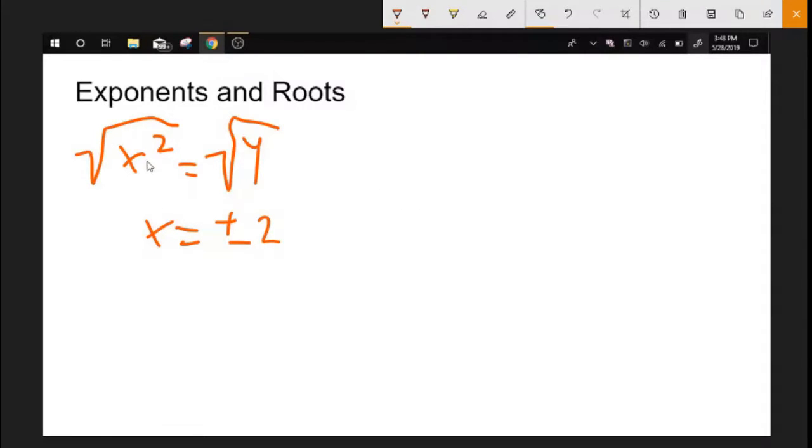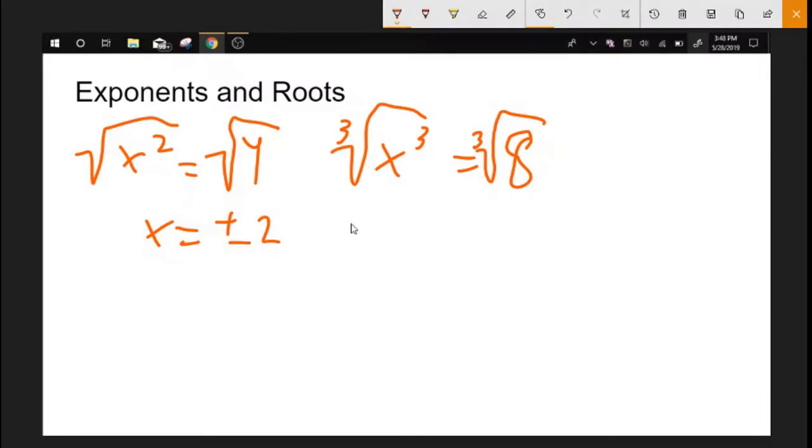And this could also go for higher exponents, such as x to the third is equal to 8. But instead of taking the square root, you're taking the cube root of each side. So you have the cube root of x to the third and the cube root of 8. The cube root of x to the third is x, and the cube root of 8 is just 2. When you take the cube root of something, you don't have two answers, you just have one answer.